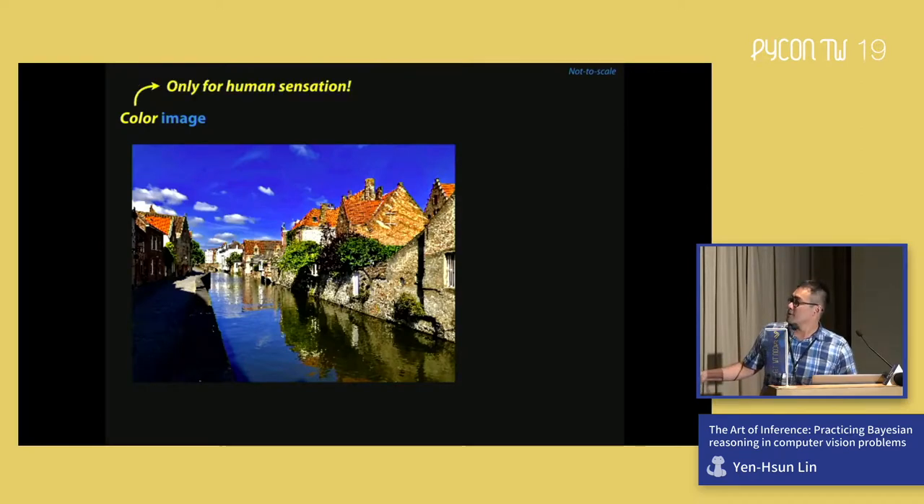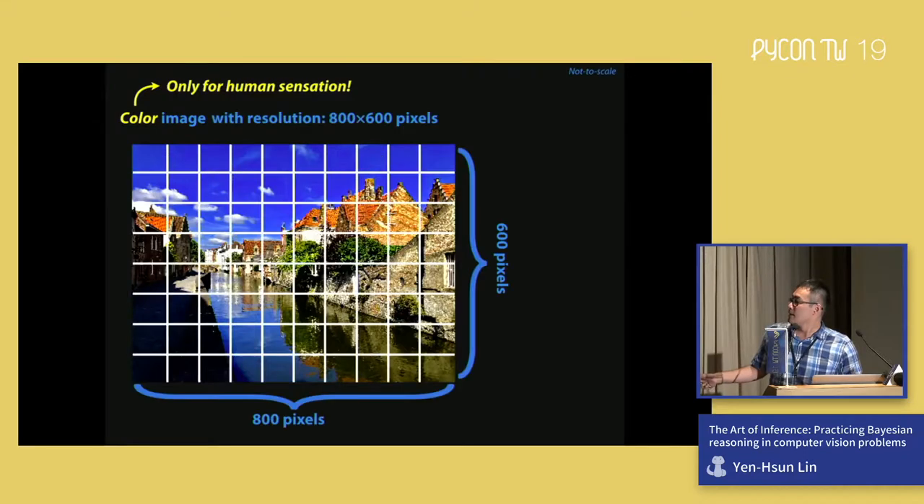So a color image, just color, just to human sensations. And to this digital image, imagine that each square is the fundamental unit of a digital image that we call a pixel. So imagine this square is just a pixel carrying the olive color. So we see olive color. Now we want to ask: does the computer see olive as we do? In general, the answer is no.